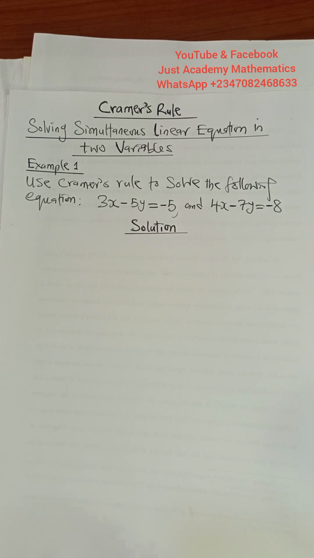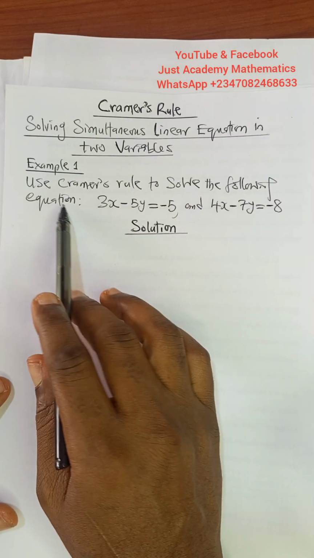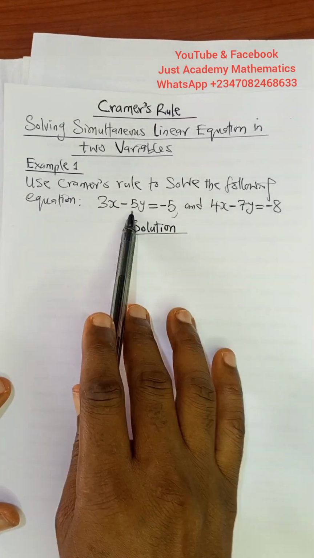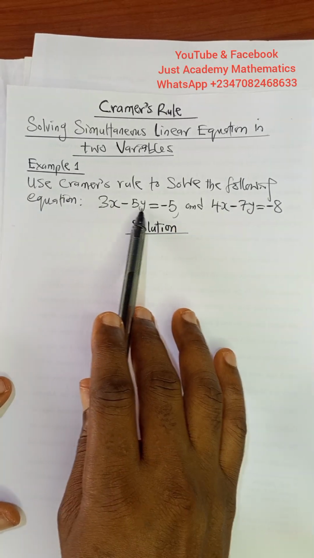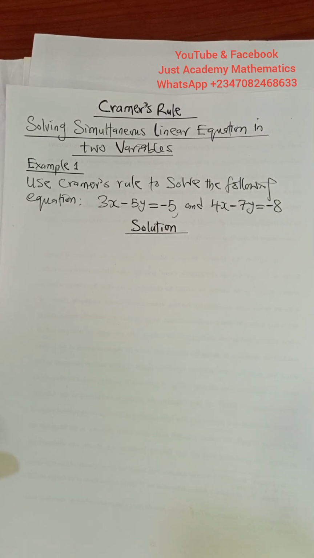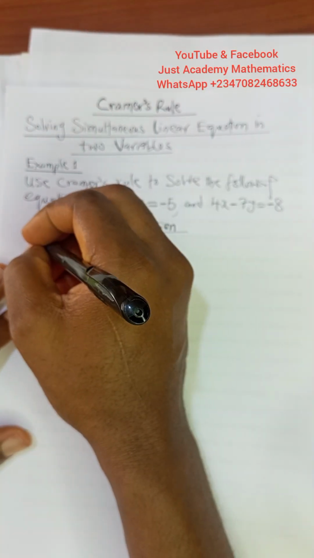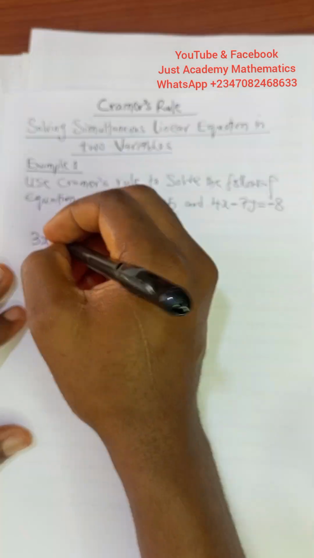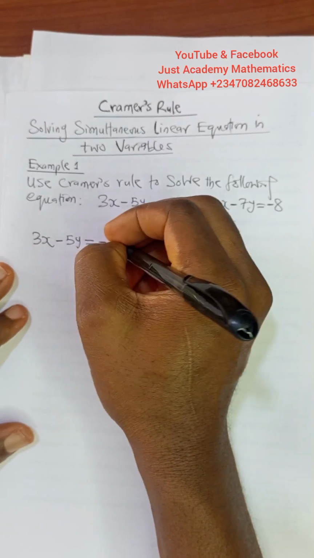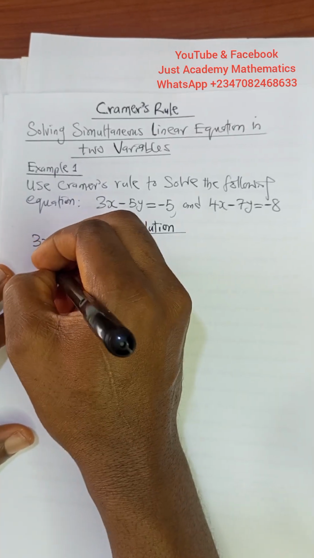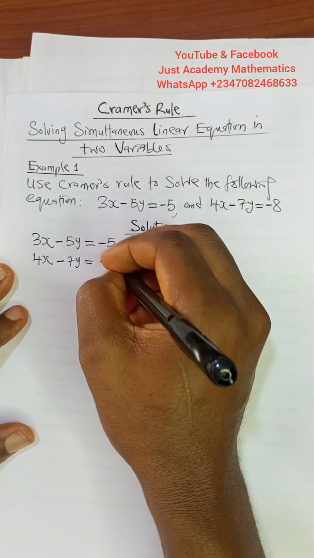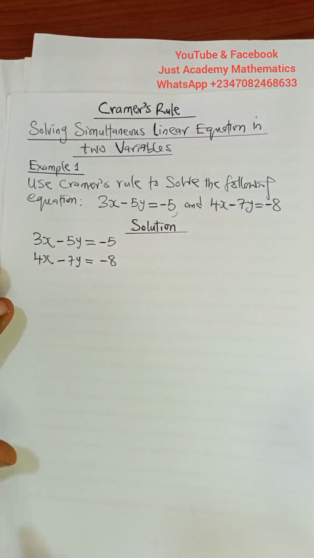Just follow me now. So this is a simultaneous equation, two linear equations involving two variables. Now this is equation 1 and this is equation 2. So the first thing we're going to do is to write out these equations in order like this. So we have 3x minus 5y equals minus 5, and 4x minus 7y is also equals to minus 8. So these are the two equations we have.